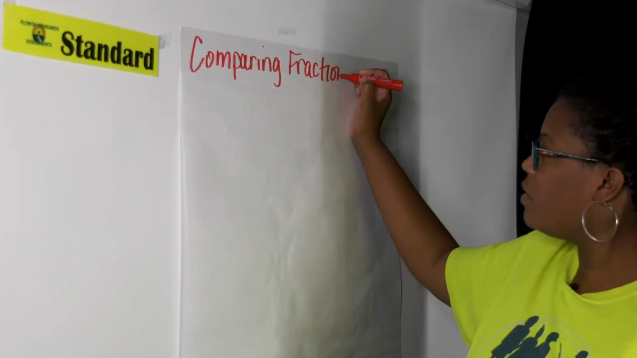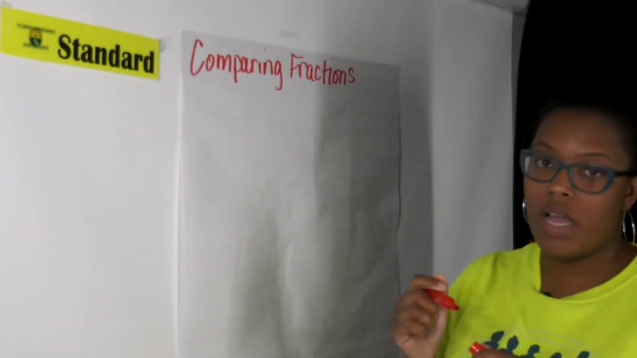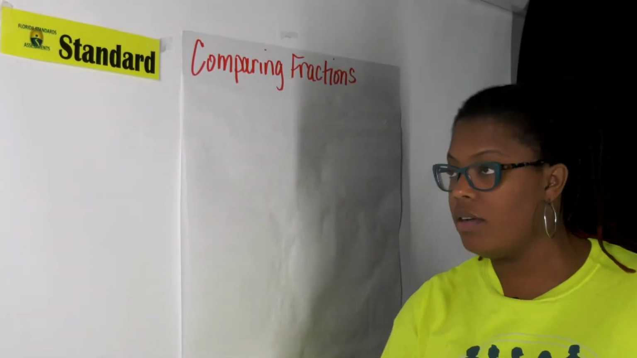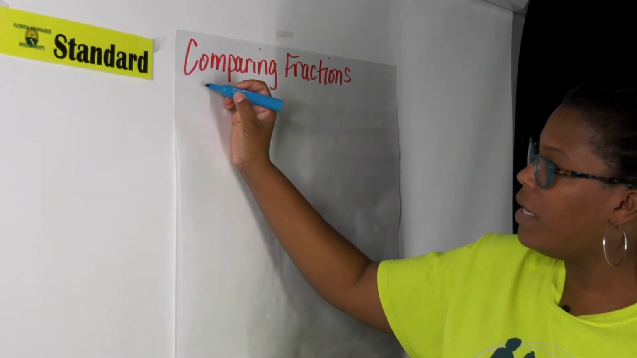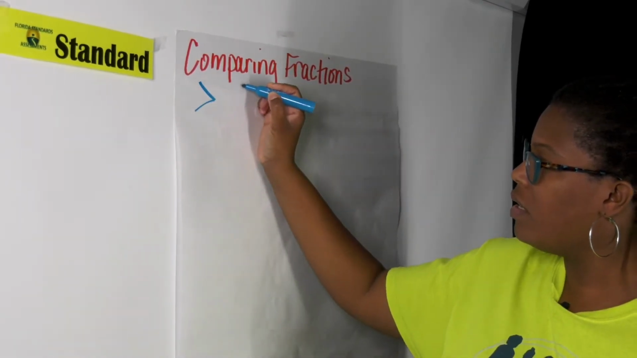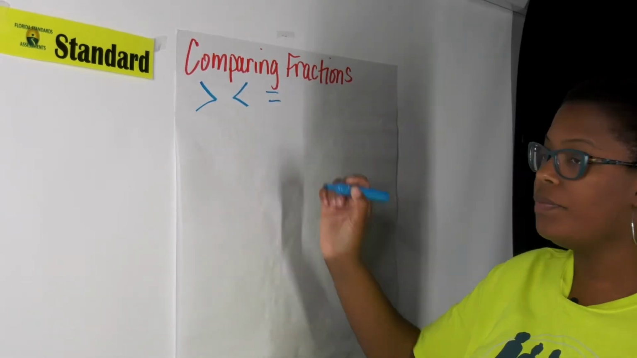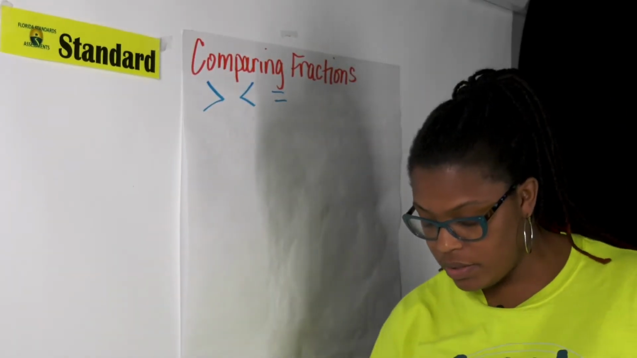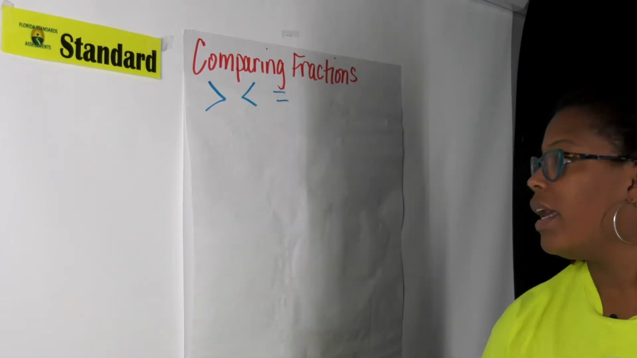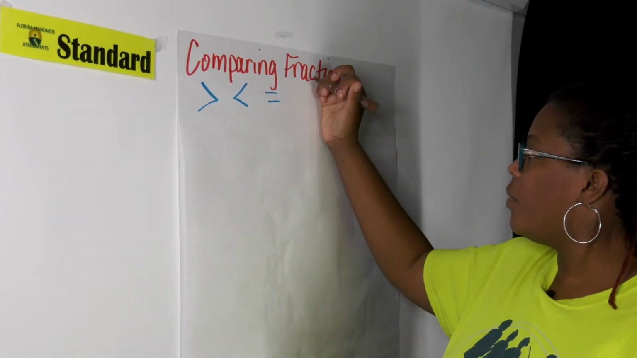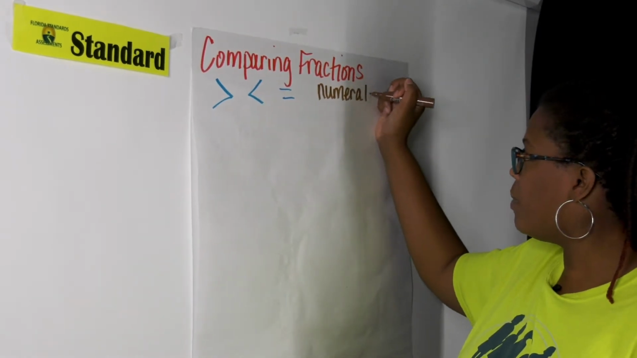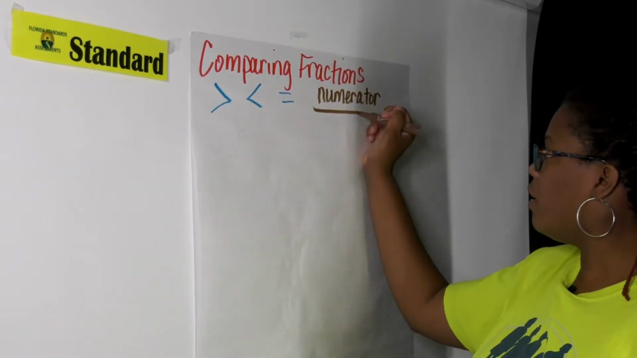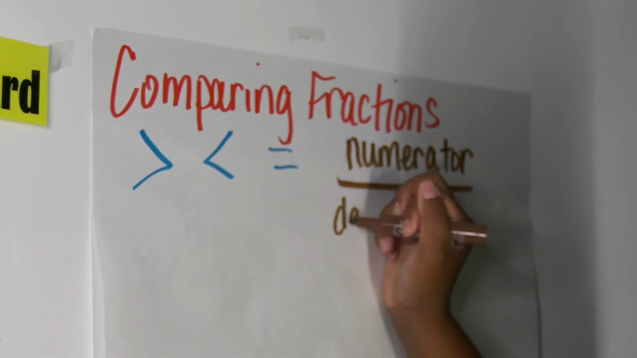Review is always great, just in case you forgot or if you missed it, okay? So first, to compare, in math, we use 3 symbols: greater than, less than, or equal to, okay? And then also, we know that a fraction has 2 parts: a numerator over a denominator, okay, which represents part of a whole.